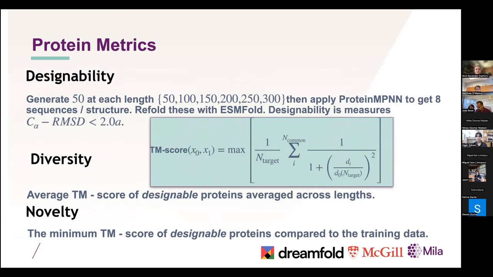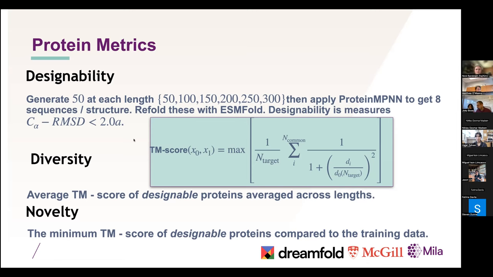So when we're actually testing proteins or protein backbones, we need some sort of evaluation metrics. In our case, we focused on three different metrics, the first one being designability. The way we tested that is that we generated 50 protein backbones after we trained this on a small PDB data set for lengths 50, 100, 150, 200, 250, and 300. Once we get the structure, we apply ProteinMPNN to get 8 sequences. And then we refold these using ESMFold. The designability metric asks how much of this refolded structure is close to the generated structure, less than 2 angstrom?